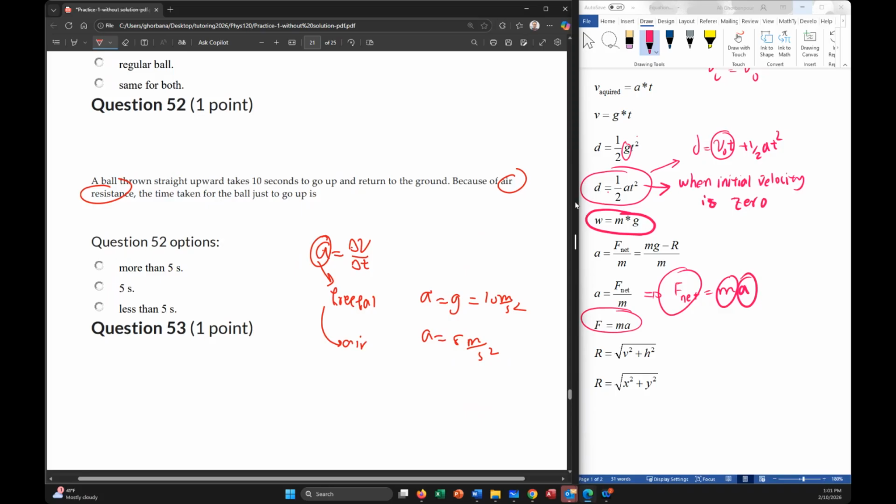The other reason is the net acceleration. The acceleration keeps changing. The acceleration is not always going to be 10 meters per second squared. The acceleration is changing with the velocity. So because the acceleration is changing and getting smaller, the time it takes to go up is going to be less than when there was no air resistance. Last time, when there was no air resistance, it was 5 seconds. Now the acceleration has changed, so it's going to be less than 5 seconds. Good?